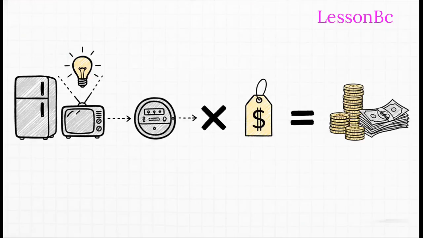So you figured out your total kilowatt hours. Now what? Well, the final step is incredibly simple. Your total cost is just the amount of energy you used, which we measure in kilowatt hours, multiplied by the price your utility company charges for each one of those units. That is the whole game, right there.